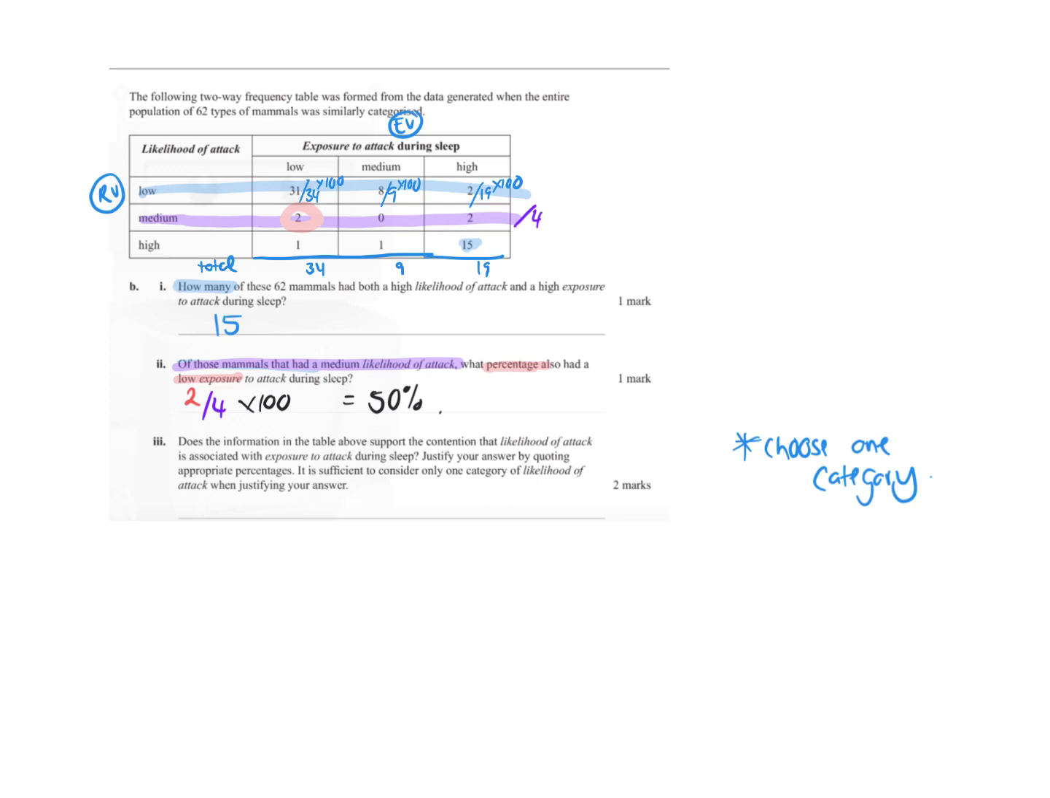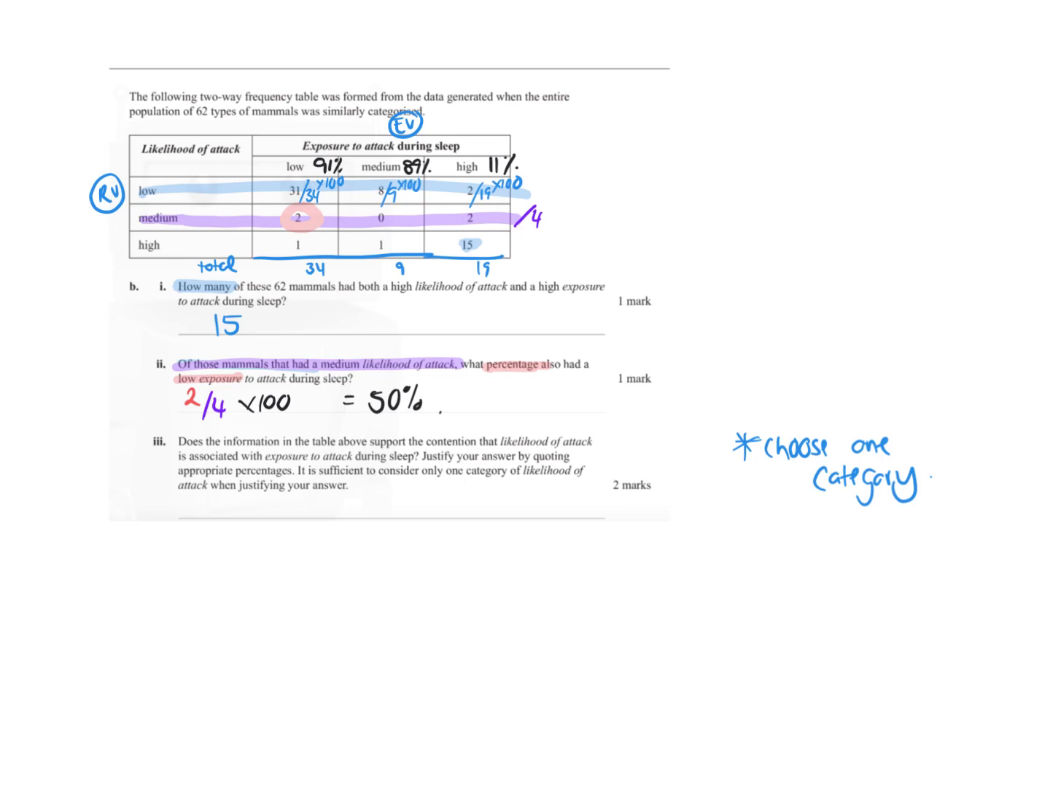And then I'm just going to write the percentages above it, and I'm just going to round it. It's about 91% for that one, and 8 out of 9 ends up being 89% for that one, and then the high one ends up being 11%. So because it's changing, as I go across the exposure of attack during sleep, as it goes from low, medium, and high, it's decreasing in percentage, yeah? So that means there is an association because there's a change. So I'm going to write that down here.